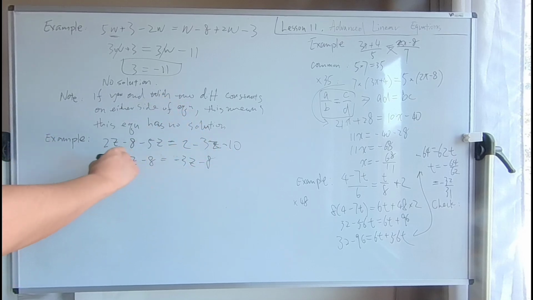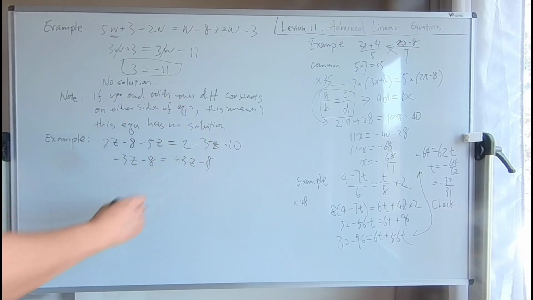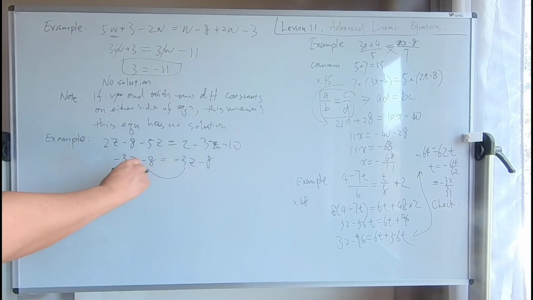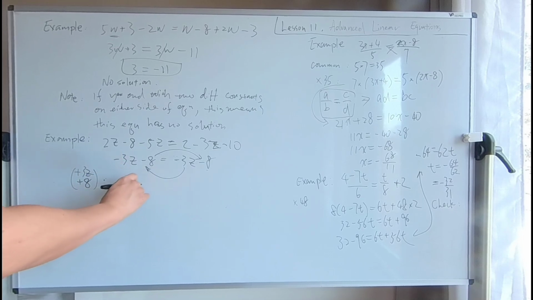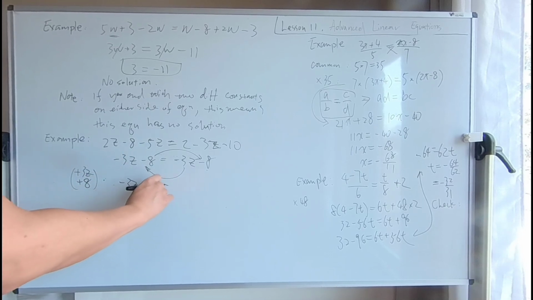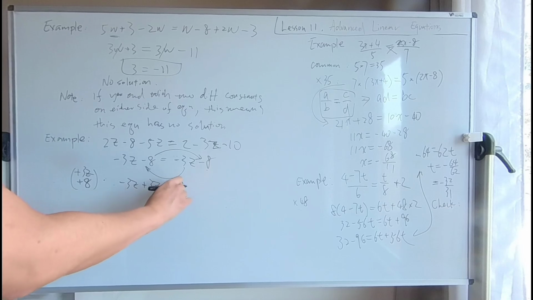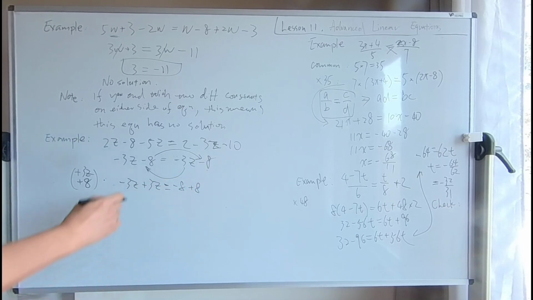Then these two terms are the same. These two terms are the same, which means if I'm moving this to the left hand side and moving that to the right hand side, equivalent to plus 3x on both sides and plus 8 on both sides, I will get minus 3x plus 3x equals minus 8 plus 8. And then this becomes 0, this becomes 0. I end up with 0 equals 0.